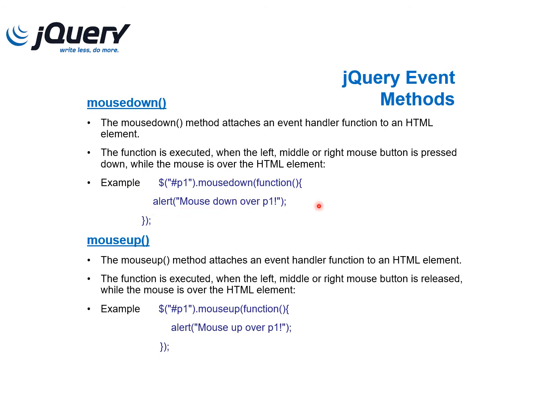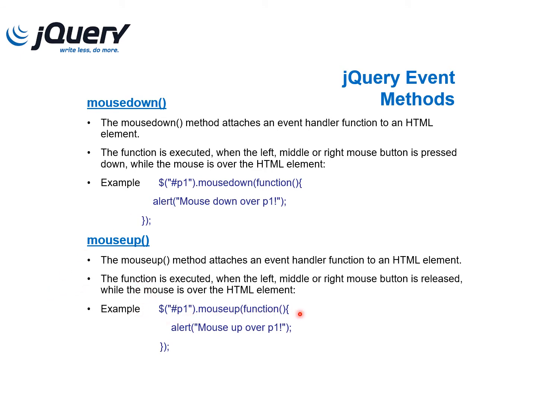So whenever a mousedown occurs over a component in HTML with ID p1, it will generate an alert box like this: "Mouse down over p1". This message box will only appear if a mouse press, or mousedown, occurs over the element with ID p1.